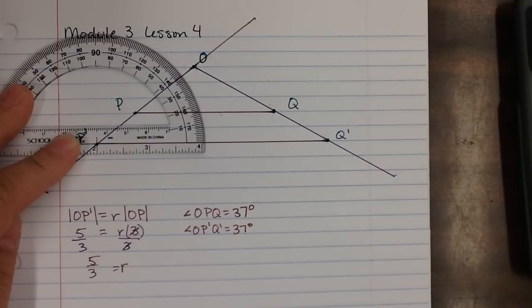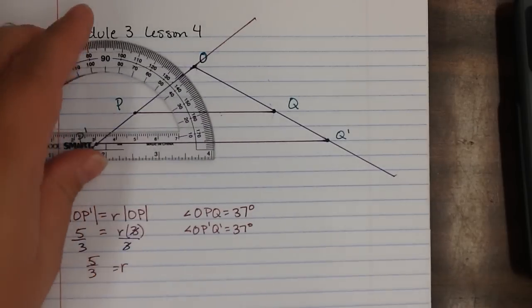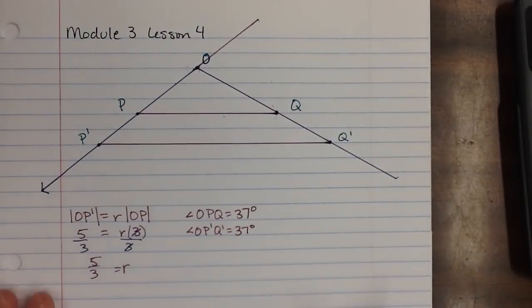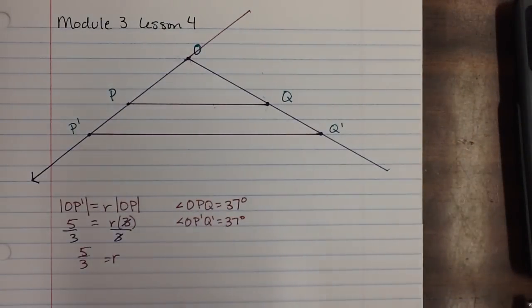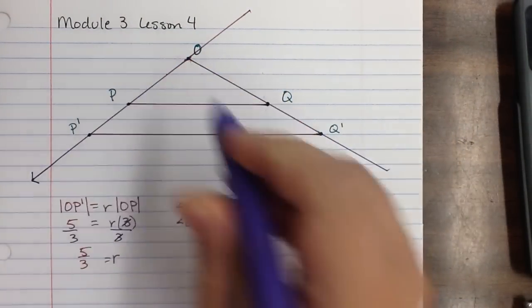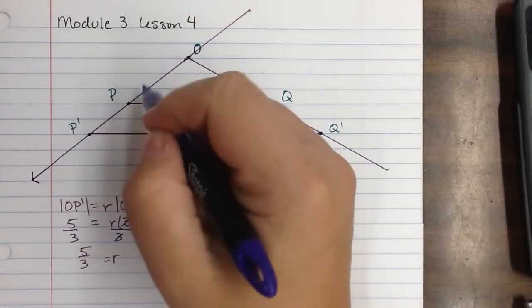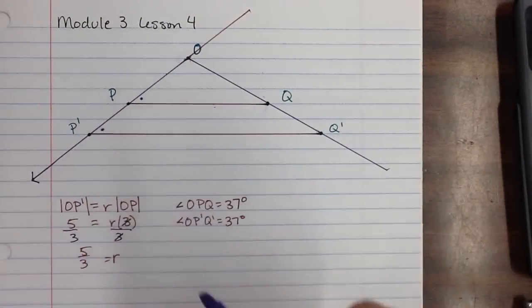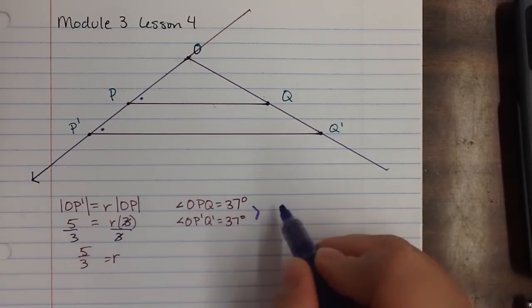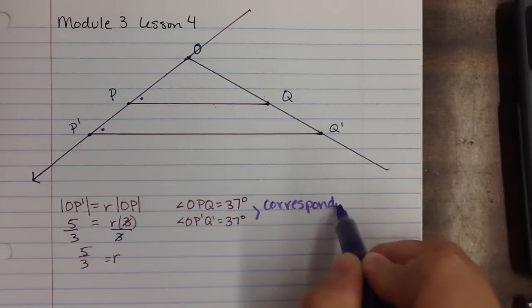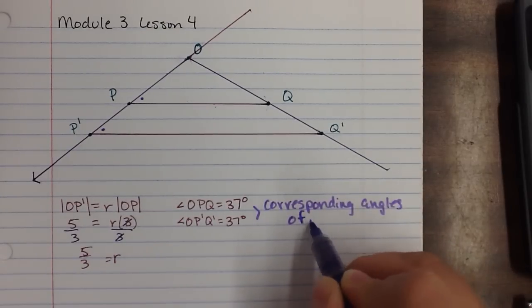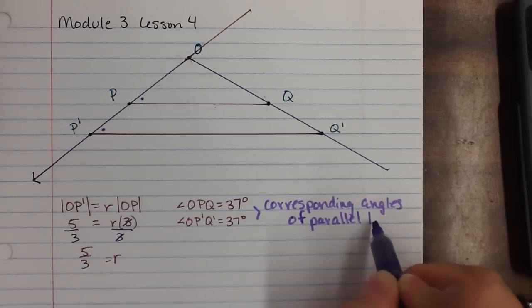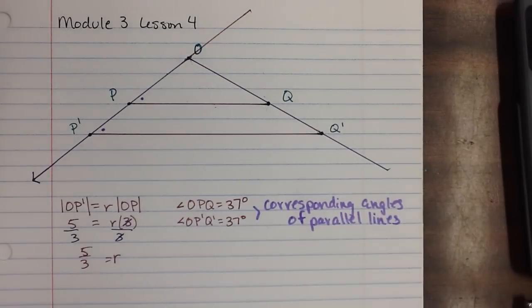So, these two angles are congruent, and we know that these are parallel lines. So we know that this angle here is a corresponding angle to this one here. So that's why they're the same. They are corresponding angles of parallel lines.